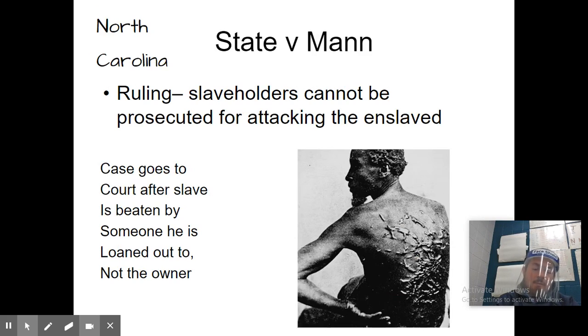State versus Mann, that's happened in North Carolina as well. It was slaveholders can be prosecuted for attacking the enslaved. The case goes to the court after a slave is beaten by someone he is loaned out to and not the owner.